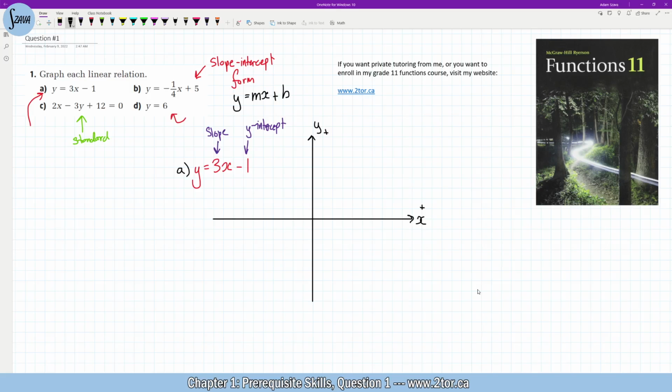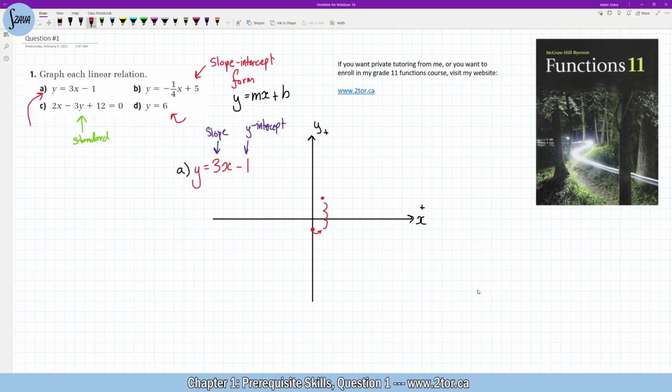So the y-intercept is pretty self-explanatory. It's where the line intercepts the y-axis. So it intercepts at -1. So I would say on the y-axis that is -1. So we know we have a point there from the y-intercept. And now our slope will tell us the next points. So a slope of 3 tells me that if I take 1 step to the side, I'm going to go up by 3 to get my next point.